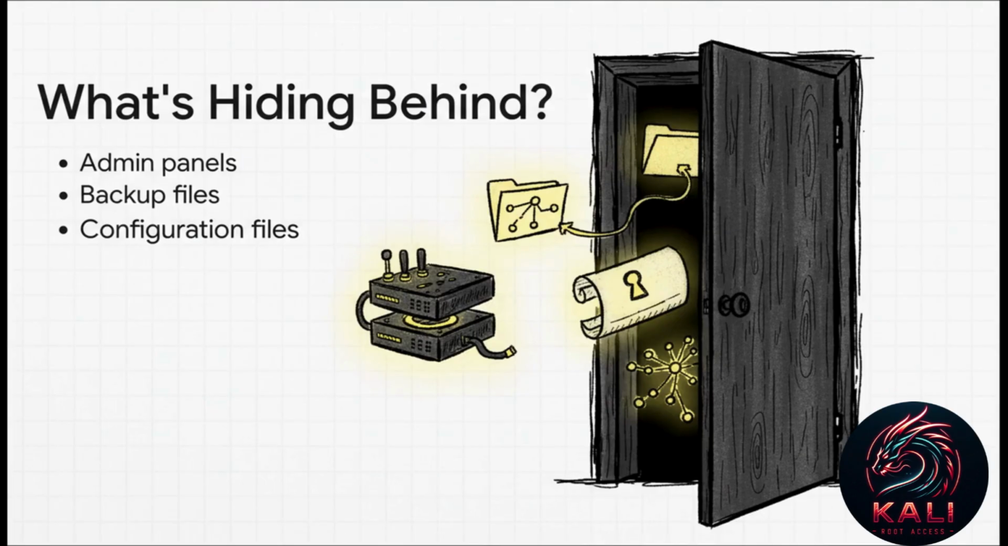Admin panels? That's full control right there. Backup files? You could be looking at old code, maybe even user data. Configuration files could have database passwords in plain text. And those sensitive API endpoints, those are like direct lines into the application's brain. Seriously, these aren't just little mistakes. Finding one of these can be a total game over vulnerability.